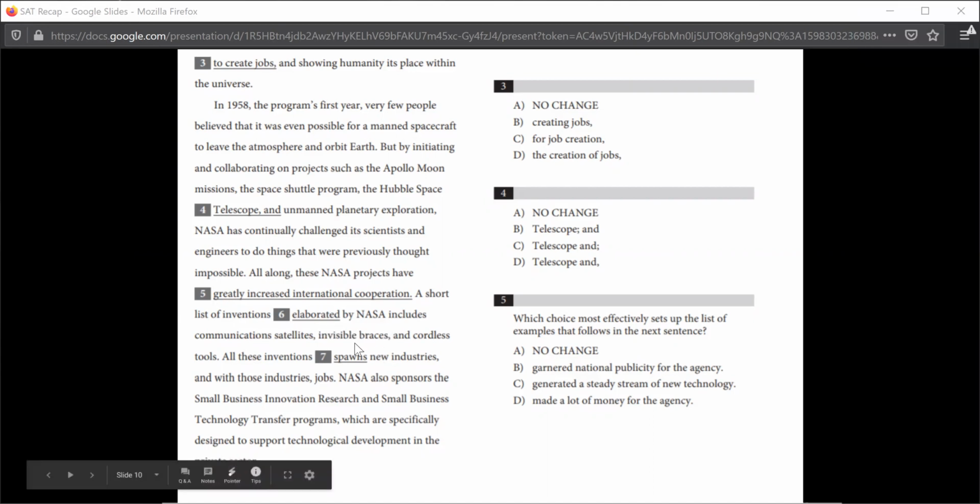In my case, I think that letters B, C, and D have nothing to do with the context. So that's what I chose, letter A.